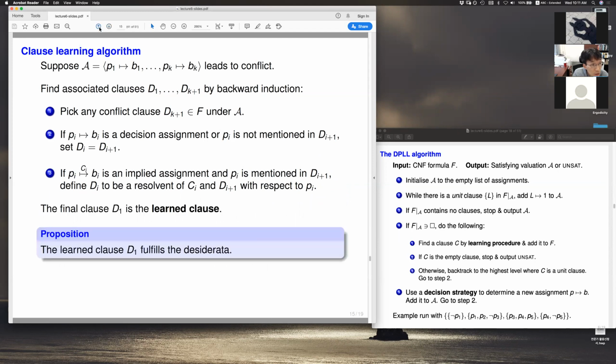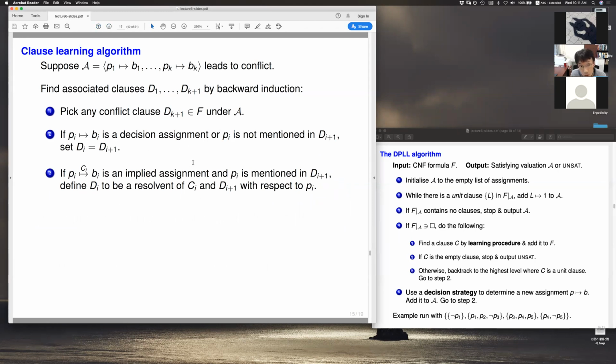Okay. So the algorithm works like this. When the algorithm gets invoked, we are in this situation. F simplified under A contains a box. It contains a contradiction. So the algorithm works backward. The algorithm first picks the original clause of F which has become this box under the simplification. So you find a clause d_{k+1} which becomes a box when we simplify this formula F under A. Okay, so you pick one clause there.